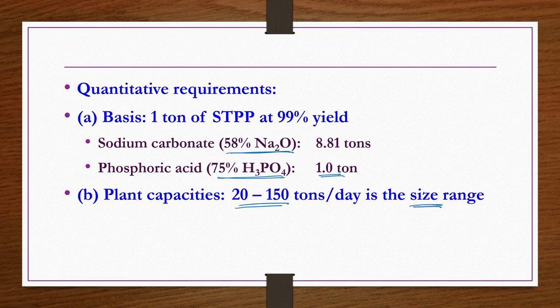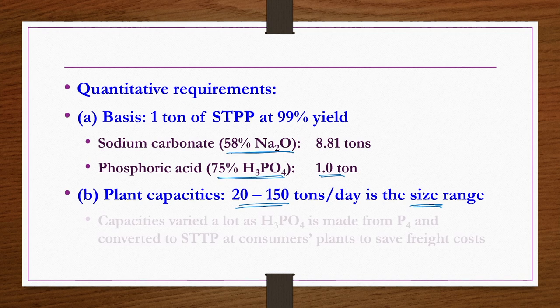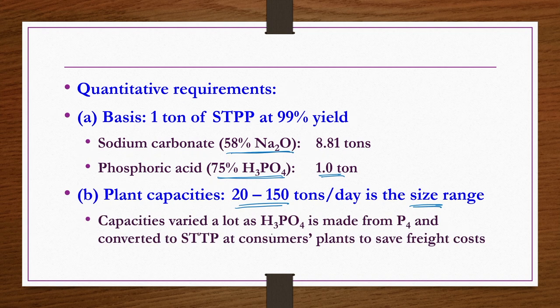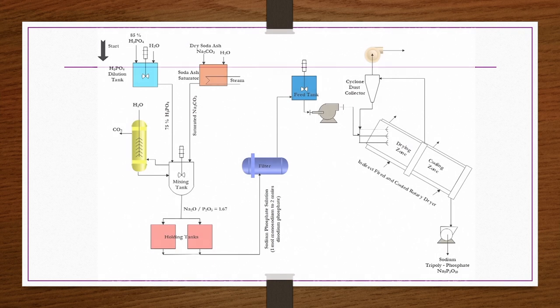Size range in the sense that they are not produced in the plant, but these are varied a lot, as H3PO4 is made from P4 and converted to STPP at consumers' plants to save freight cost, etc. They are produced on demand kind of thing.